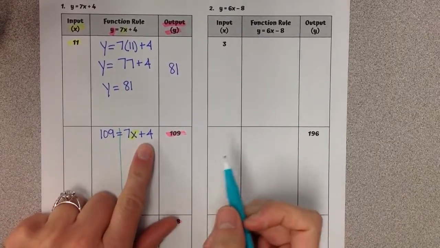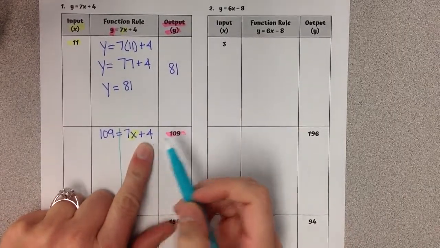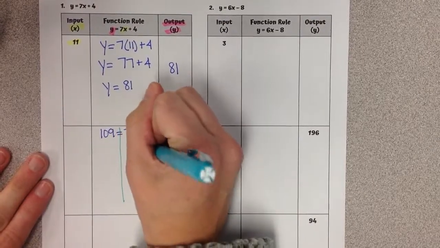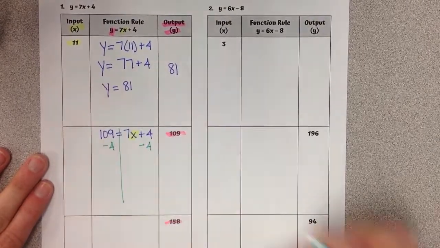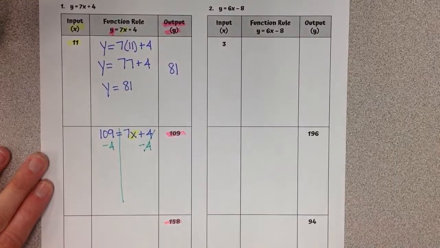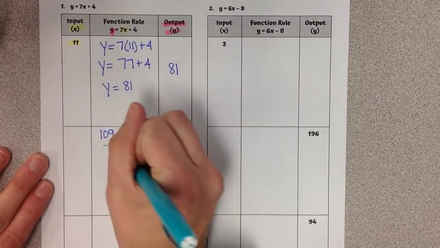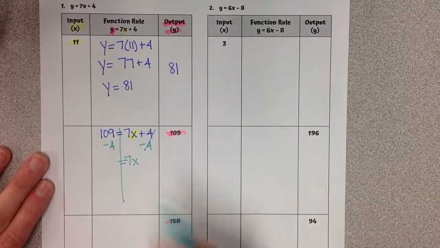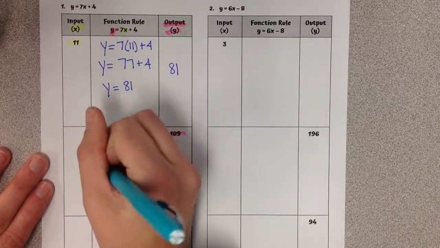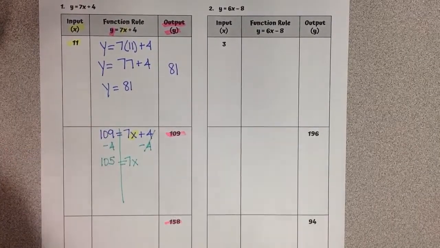So we're going to start with our constant, always. Since we're adding 4, the opposite would be to subtract 4 from both sides. It should cancel out on the side with the variable. I bring down what's left, so 7x is left. On this side, 109 minus 4 is 105.